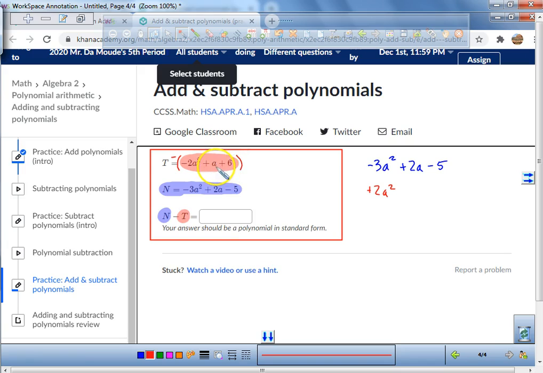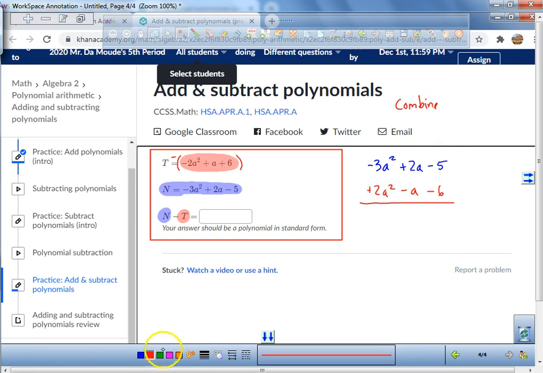What's the opposite of a positive a? Negative a. What's the opposite of a positive 6? So all I've done is, if I know I'm going to be subtracting, whatever I'm subtracting, I just make the sign the opposite. And then once again, what do we do after that? Combine like terms.